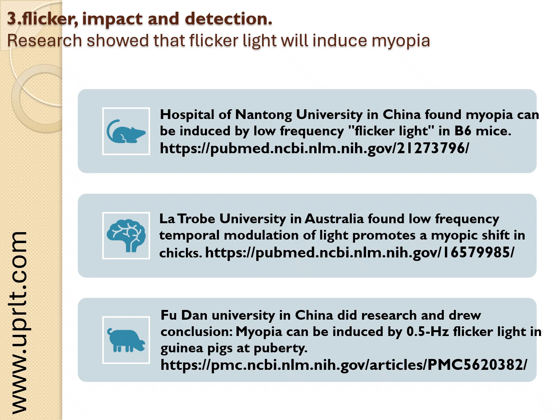Research showed that flicker light will induce myopia. Hospital of Nantong University in China found myopia can be induced by low-frequency flicker light in B6 mice. La Trobe University in Australia found low-frequency temporal modulation of light promotes a myopic shift in chicks. Fudan University in China did research and drew the conclusion: myopia can be induced by 0.5 Hz flicker light in guinea pigs at puberty.